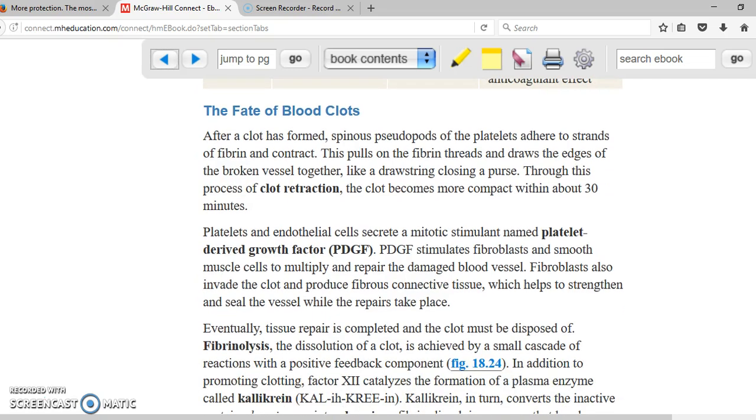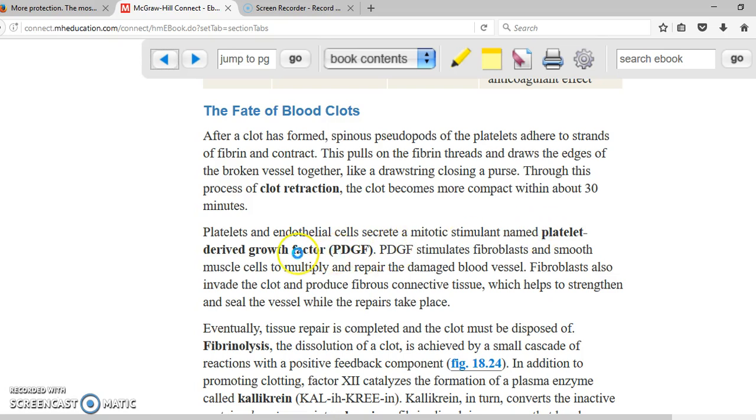So what happens with the blood clot? Obviously, once you create a blood clot and it's strong and it stops us from bleeding, then the area of the blood vessel that was damaged needs to get repaired. For that reason, the platelets as well as the cells in your blood vessels are going to release something called platelet-derived growth factor. As you can see here, growth factor, it comes from the platelet, so you can try to remember it that way.